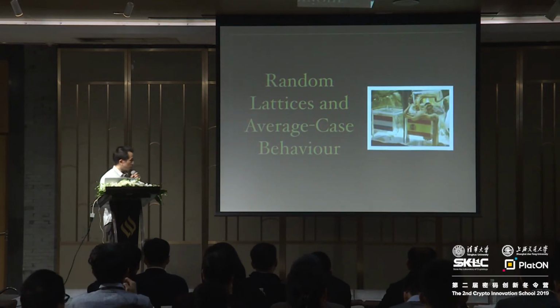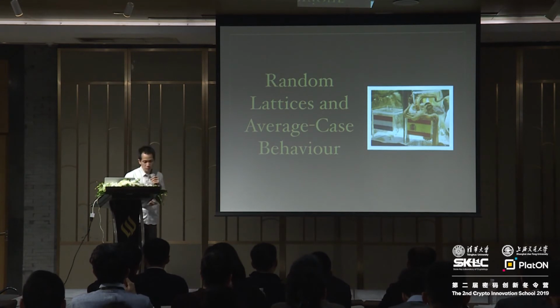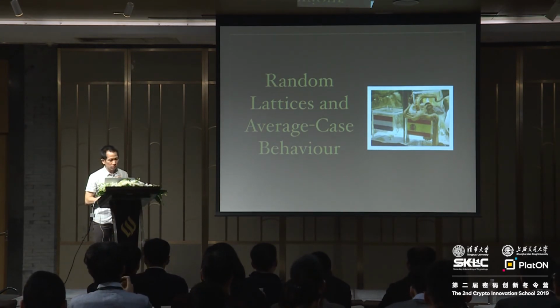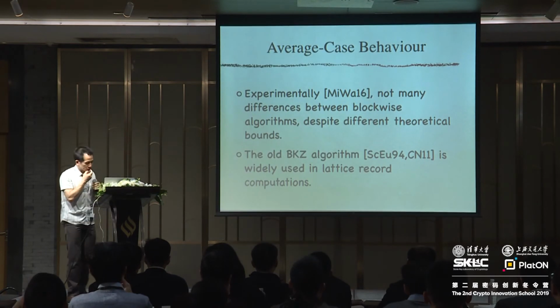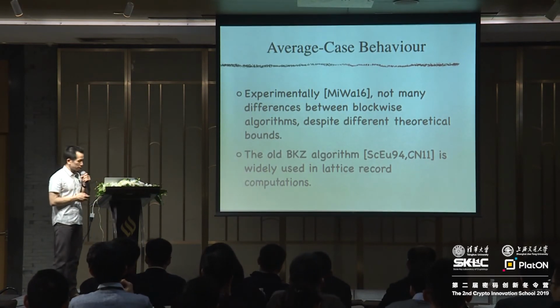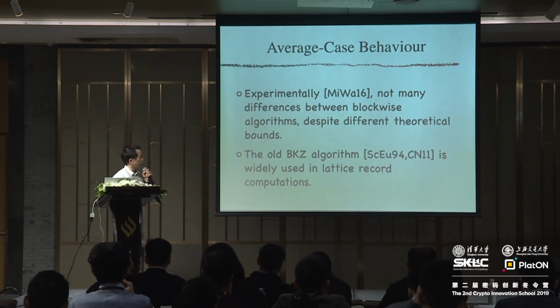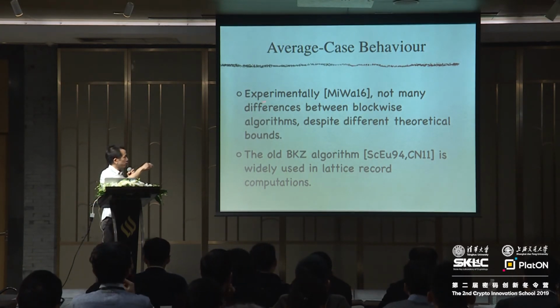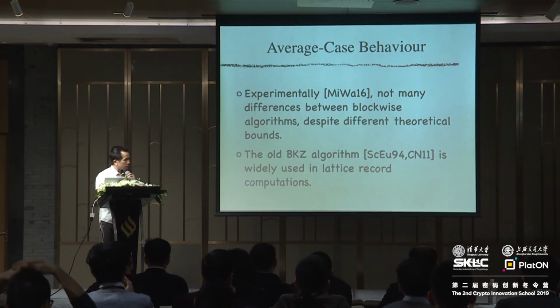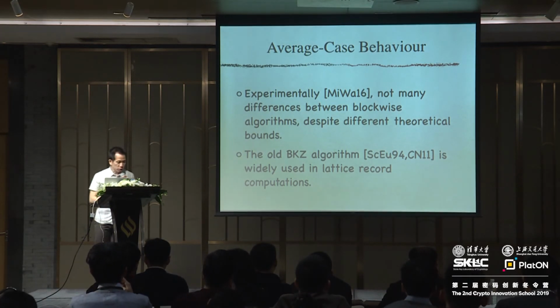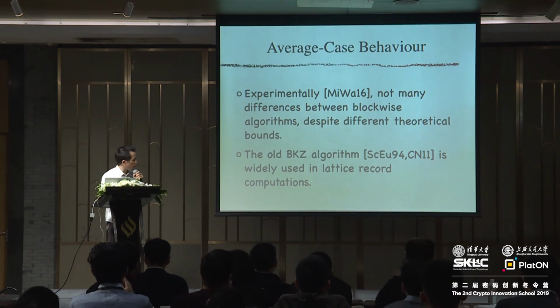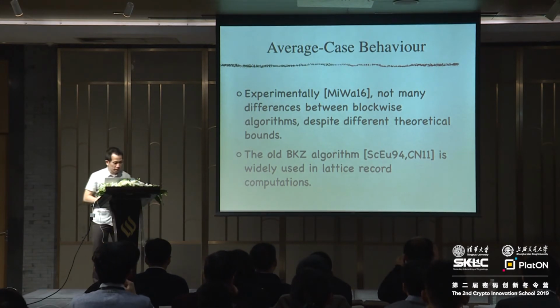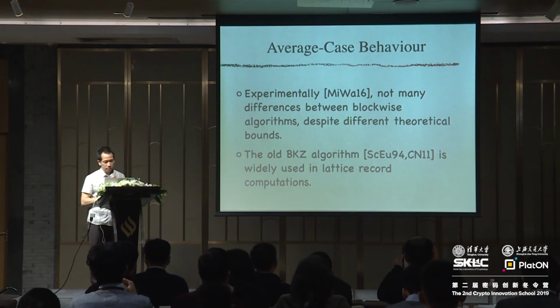So one thing I want to say before concluding is to discuss the average case. So that is relevant to security estimates. We don't want just a worst case bound. We want to know what happens in practice. So people have been playing with these blockwise algorithms, and it turns out that in practice, it doesn't seem to make much difference between all the strategies, even though they may have different theoretical bounds. So that's why in practice, people seem very happy with a very old strategy called BKZ, due to Schnorr. And that has been used in many record computations.